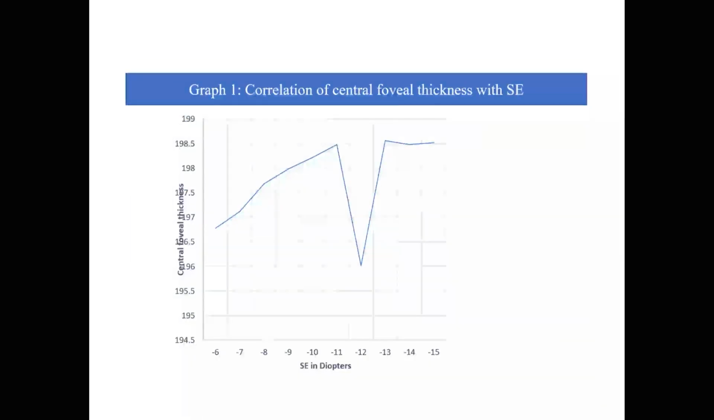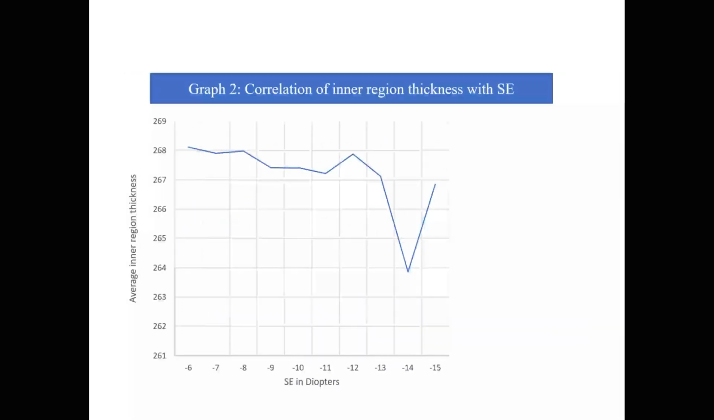This is the graphical representation of correlation of central foveal thickness with spherical equivalence. And this is the graphical representation of correlation of inner regional thickness with spherical equivalence.